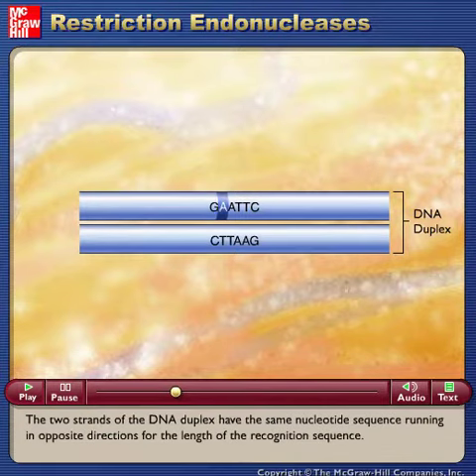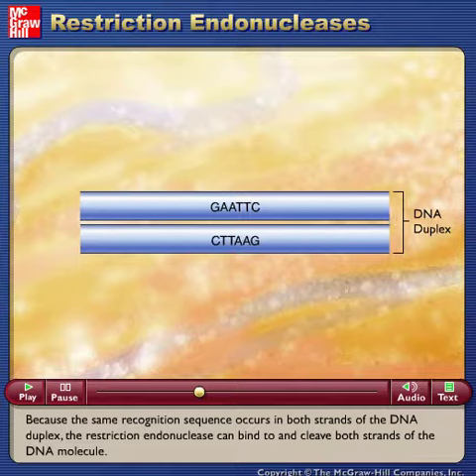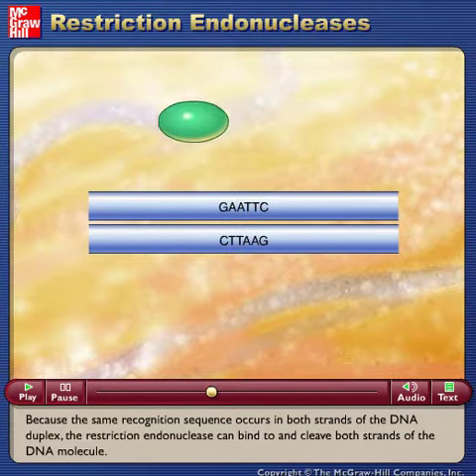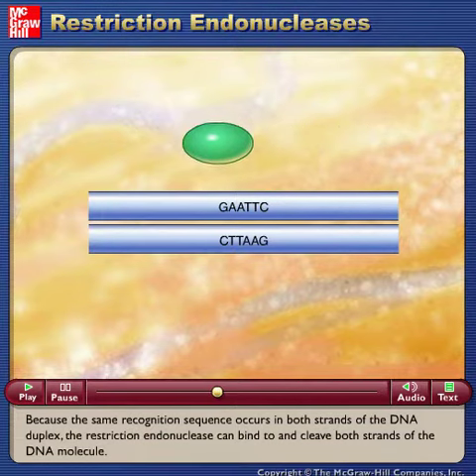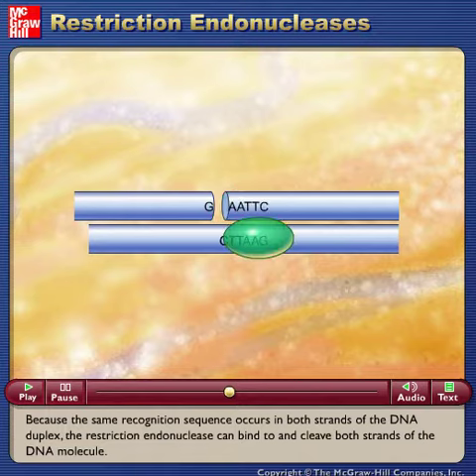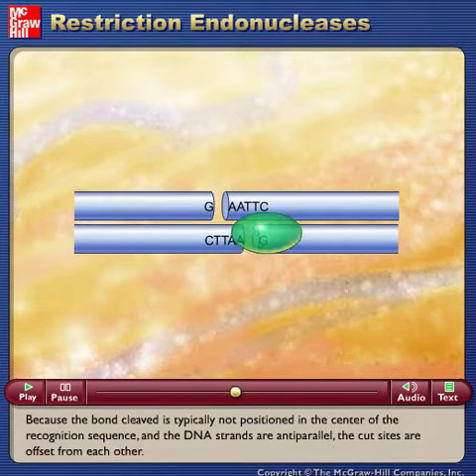The two strands of the DNA duplex have the same nucleotide sequence running in opposite directions for the length of the recognition sequence. Because the same recognition sequence occurs in both strands of the DNA duplex, the restriction endonuclease can bind to and cleave both strands of the DNA molecule. Because the bond cleaved is typically not positioned in the center of the recognition sequence, and the DNA strands are antiparallel, the cut sites are offset from each other.